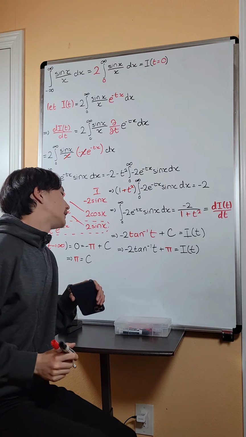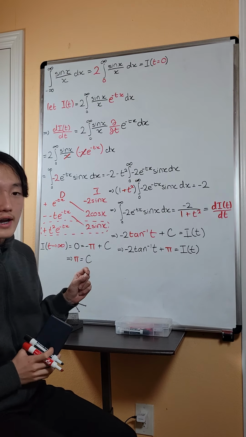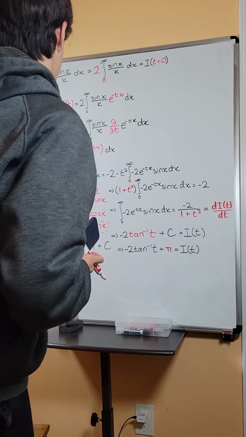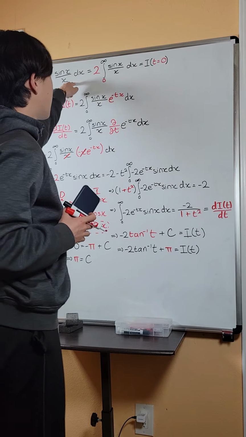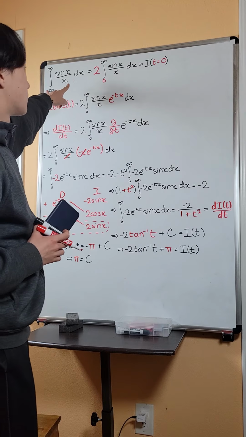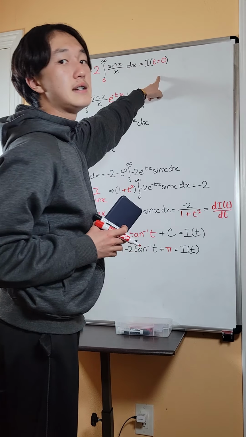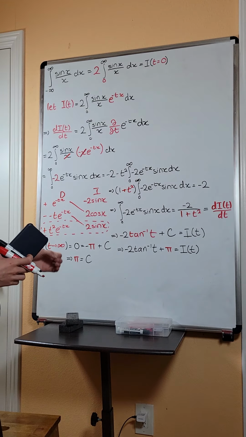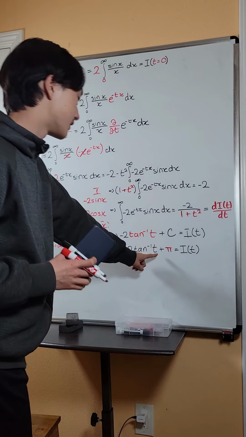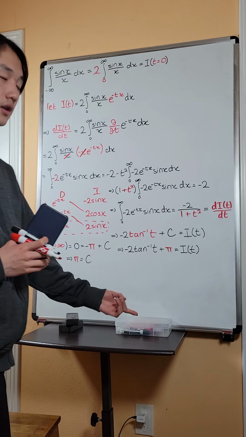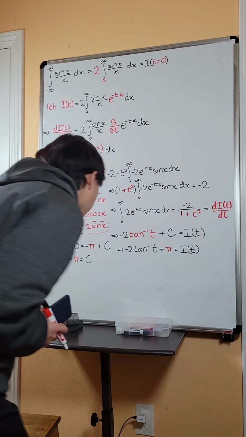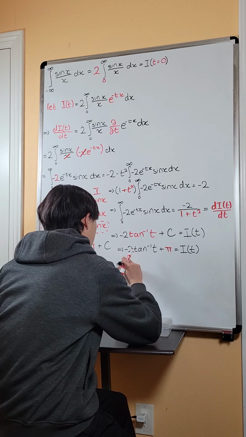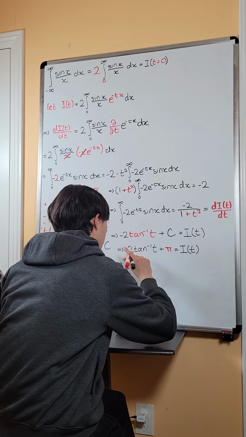All right, what's the only thing left? What's the original goal? The original goal was to find this, yeah? And to find this is just equal to I of t, where t is equal to 0. So now the only thing stopping us is we have to plug in a 0 into our function I. So why don't we just do that? Let's plug in a 0. I of t equals 0.